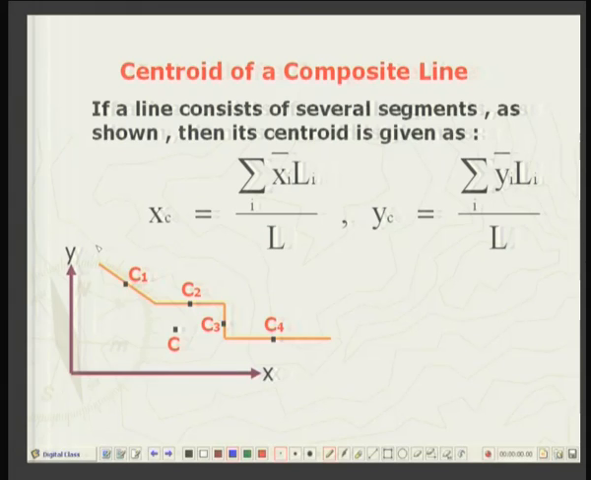Again, I will illustrate this with the help of a simple example. Suppose our line consists of 3 or 4 pieces of straight line or segments. So C1, C2, C3, C4. For each segment, the centroid is at half the length. Okay. And then you can find out the centroid of the entire composite line. This is at point C. How to calculate that?